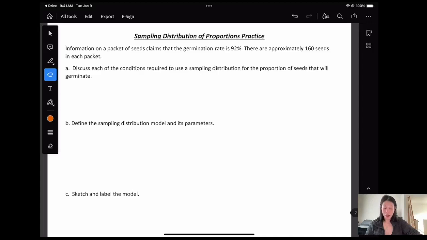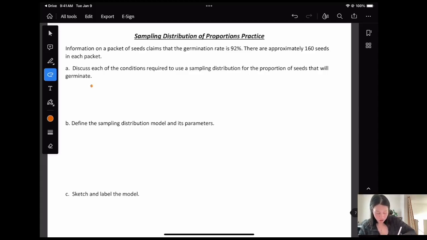In this video, I am going to practice some sampling distribution of proportion with you. Information on a packet of seed claims that the germination rate is 92%. There are approximately 160 seeds in each packet. Discuss each condition required to use the sampling distribution of the proportion for seeds that will germinate.